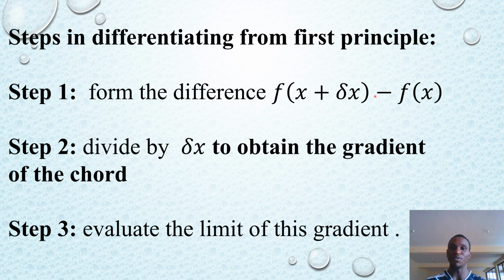You evaluate the difference, f of x plus delta x minus f of x. Then the answer you get from step 1, you divide it by delta x to obtain the gradient of the chord. Remember, the chord was a line joining P, Q, those 2 points on the curve. So you obtain the gradient of the chord when you divide. Then the last step is to take the limit as delta x tends to 0 of this gradient. Don't worry if you don't understand now, we are getting started.